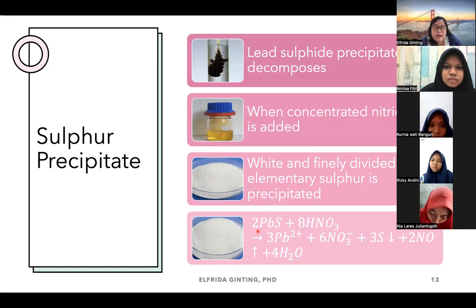You can see here from the reaction, you have lead sulfide reacting with hydrogen nitrate, but remember it has to be concentrated. It will form the cation of lead, Pb2+, and NO3-, but then it will form sulfur with a down arrow, so that's why it forms a white color of sulfur. And what kind of gas will it produce here? Nitrogen oxide gas. So it will form white precipitate sulfur and then nitrogen oxide gas.